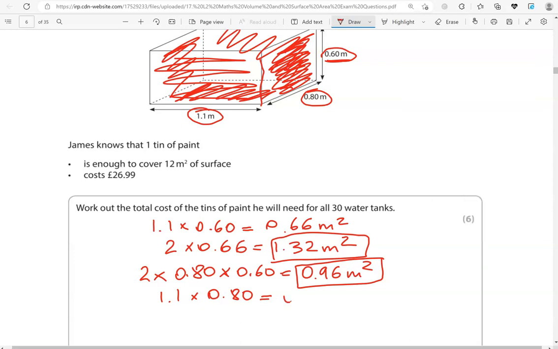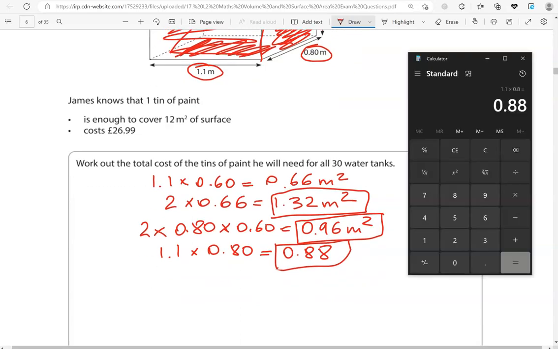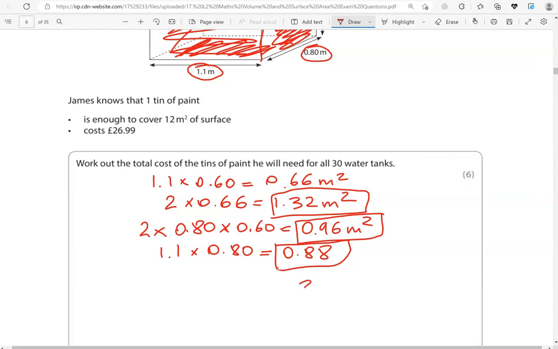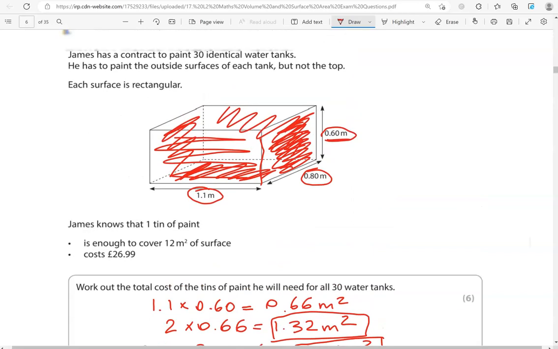Which is 0.88. So we'll add these 3 now. That is 3.16. So that's the surface area to paint for one of them.